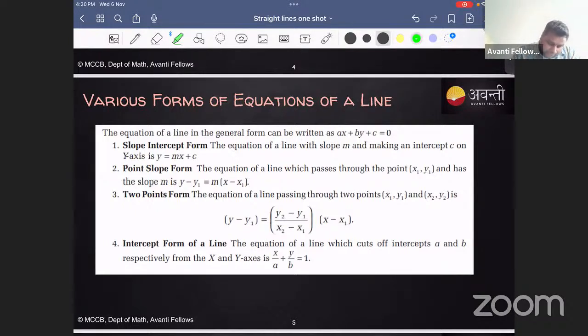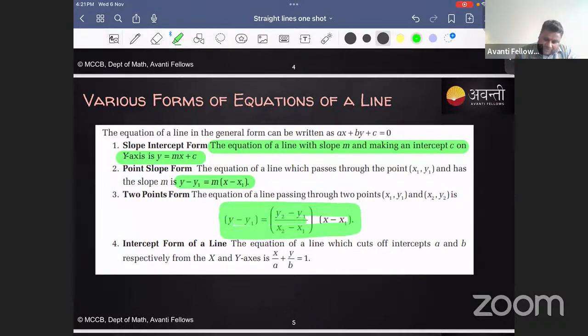Now, other important things to remember. The slope-intercept form: the equation of a line with slope m and an intercept c on the y-axis is y equals mx plus c, which I just covered with you. Now, point-slope form is y minus y1 equals m times x minus x1. Now two-point form is y minus y1 equals y2 minus y1 upon x2 minus x1 into x minus x1. All these formulas you have to remember.